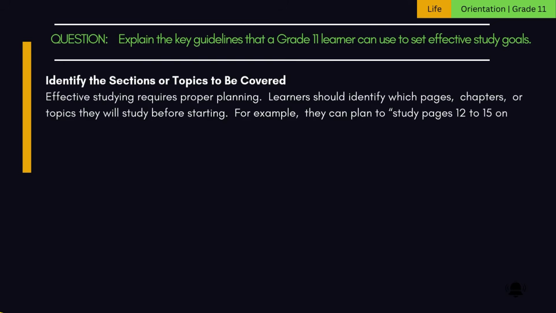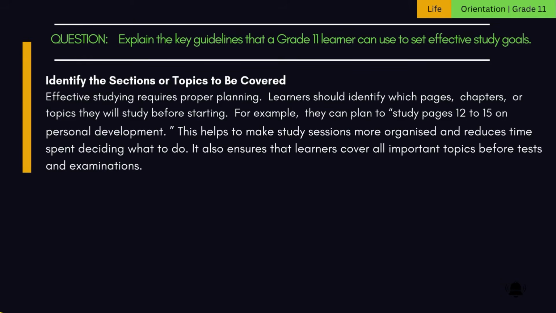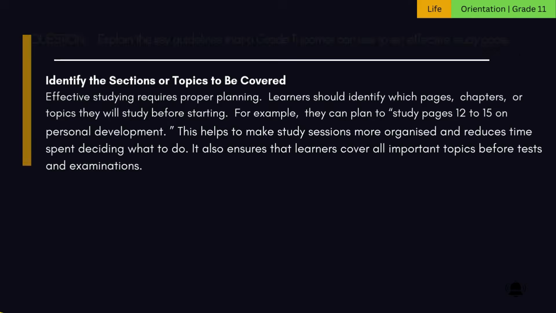4. Identify the sections or topics to be covered. Effective studying requires proper planning. Learners should identify which pages, chapters, or topics they will study before starting. For example, they can plan to study pages 12 to 15 on personal development. This helps to make study sessions more organized and reduces time spent deciding what to do. It also ensures that learners cover all important topics before tests and examinations.